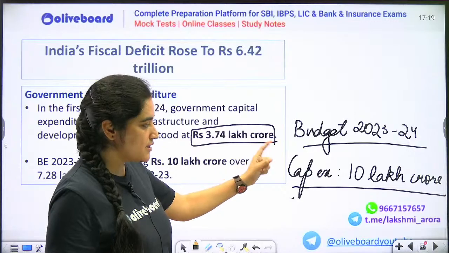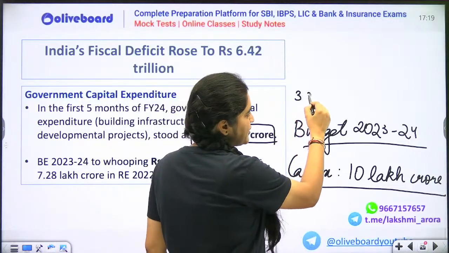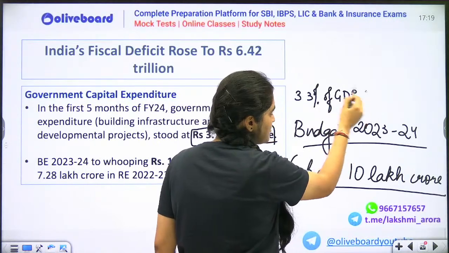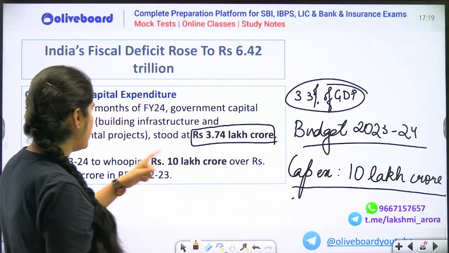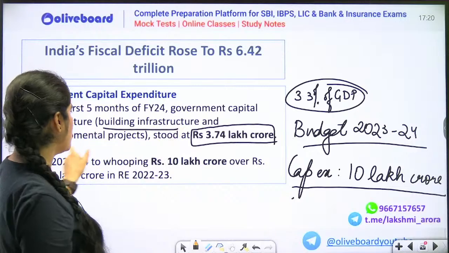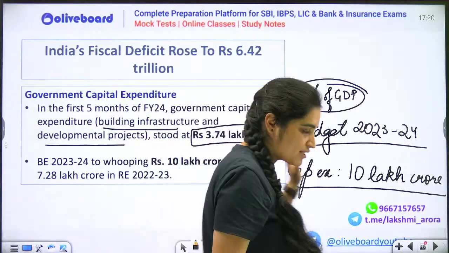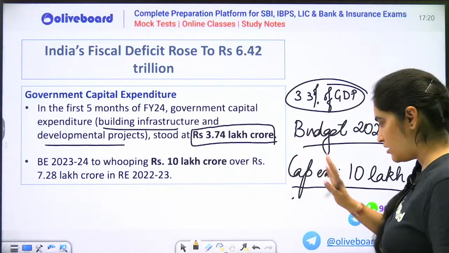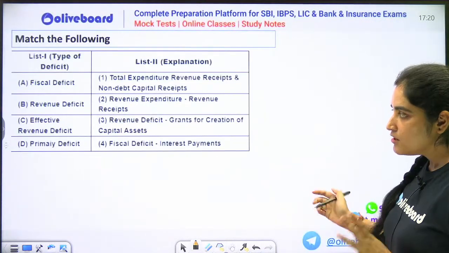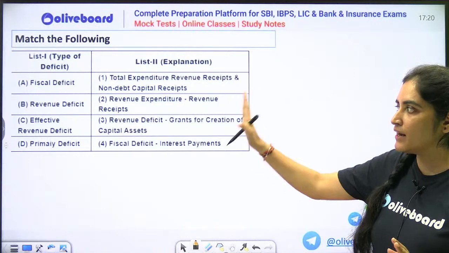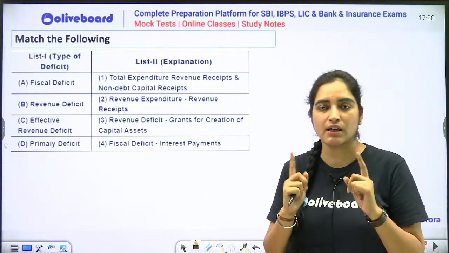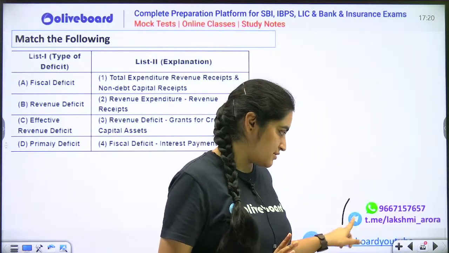So this is approximately 3.3% of your GDP. So government of India is using this much of GDP for your capital expenditure, basically to form infrastructure or for other developmental projects like construction of roadways, highways, railways. That is what the data says. So you can read the question from the PDF and try to answer. अगर किसी को नहीं समझ में आता, you can contact me over this.